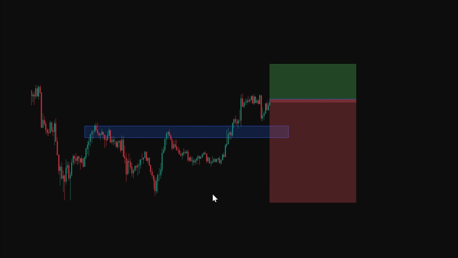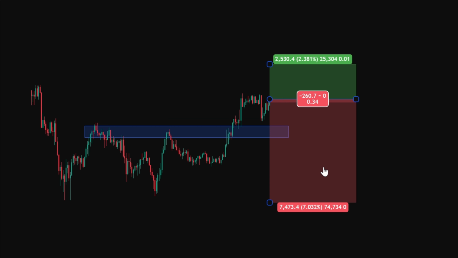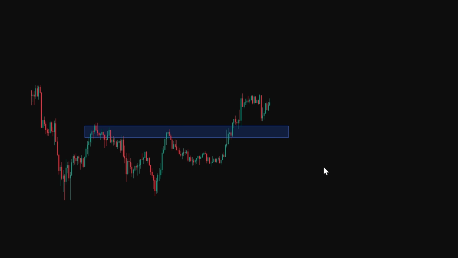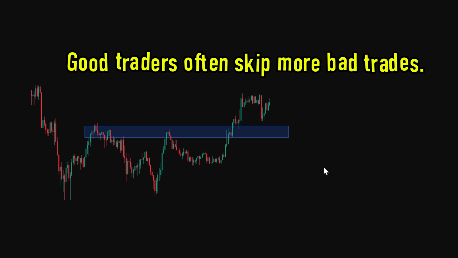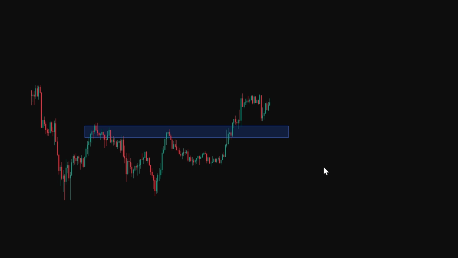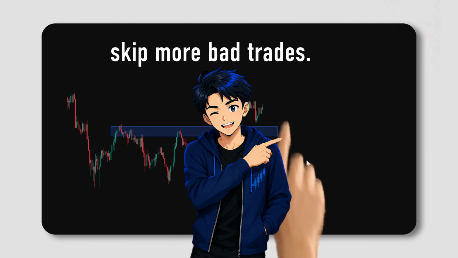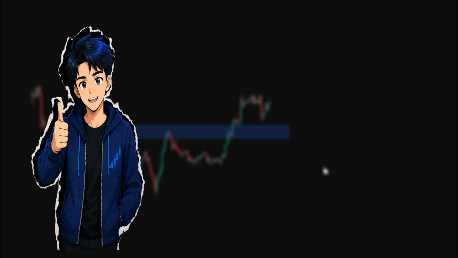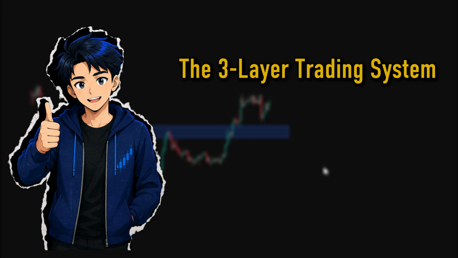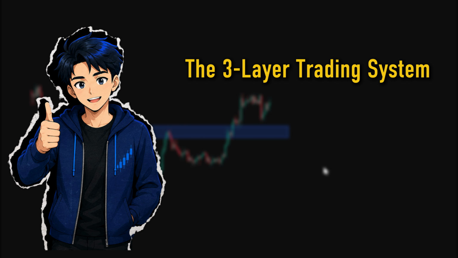Many beginners think good traders are better because they find more trades. But in reality, good traders often skip more bad trades. Remember this, the best traders are not better because they trade more. They are better because they skip more bad trades. That is how I use the three-layer trading system to avoid entering a trade just because the signal looks good.